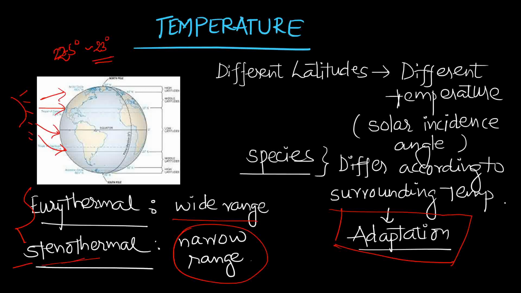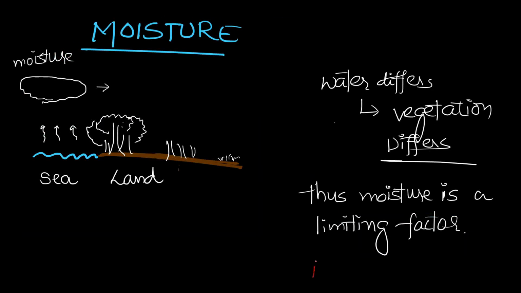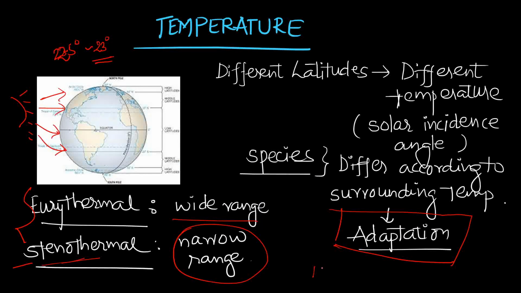That is how adaptation and various evolution take place, and that is how temperature plays a very important role in the ecosystem. Temperature is also important in making different kinds of biomes. Okay, so moving on to the next one.